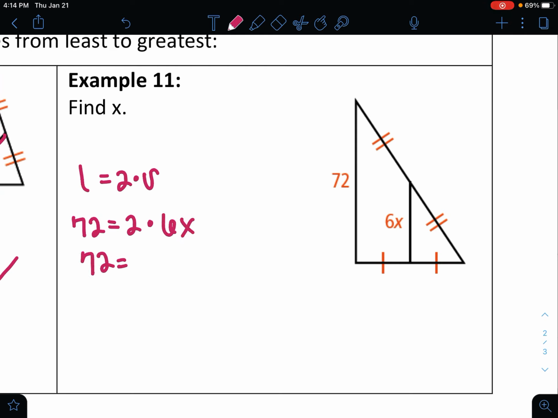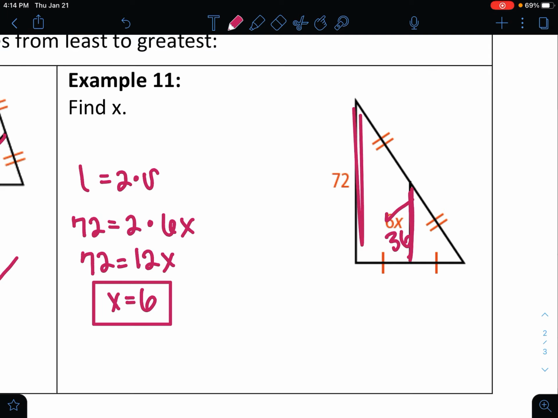So that's going to be 72 equals 12x. If you divide both sides by 12, you get 6. Just had a whole brain fart. All right, so there you go. And of course, you want to check your work by plugging it back in. 6 times 6 is 36, and that's half of 72, so we're done.